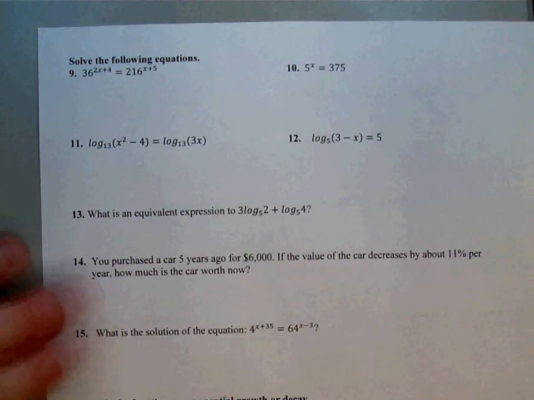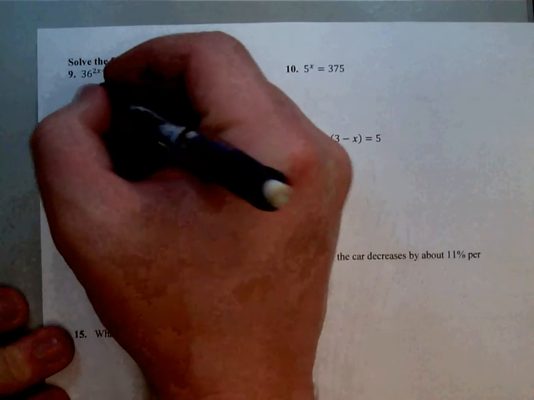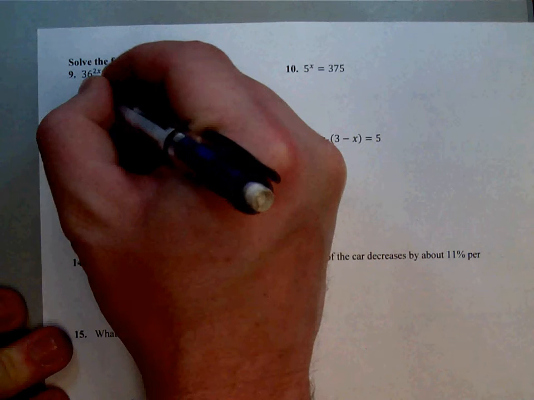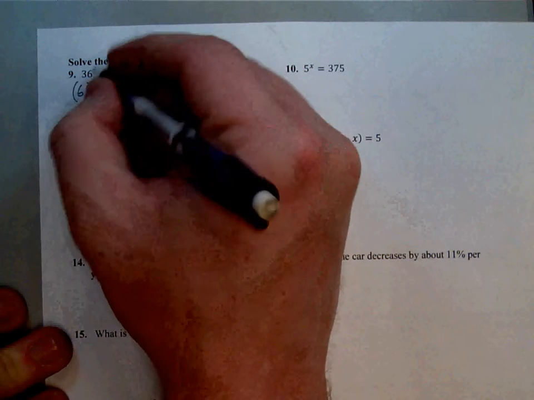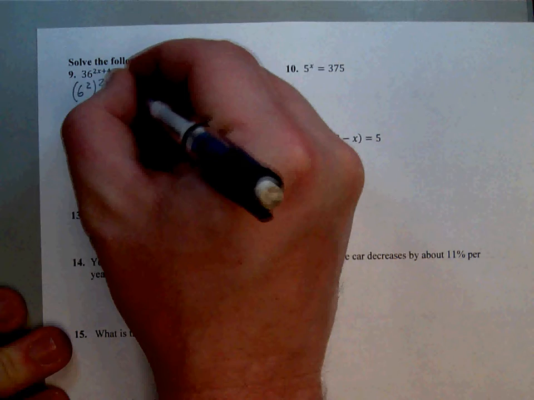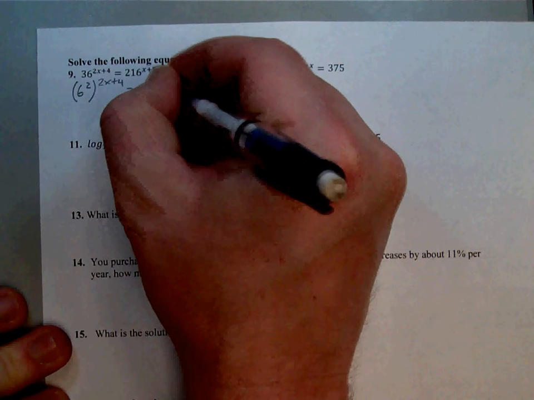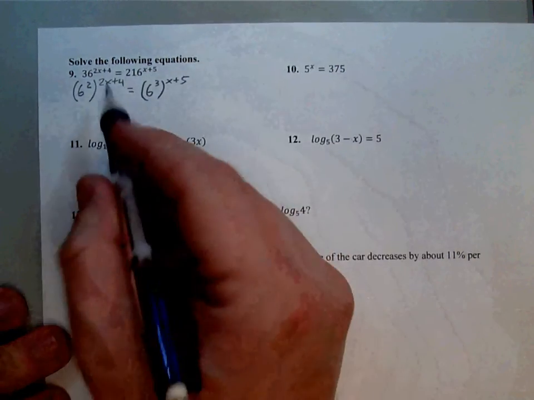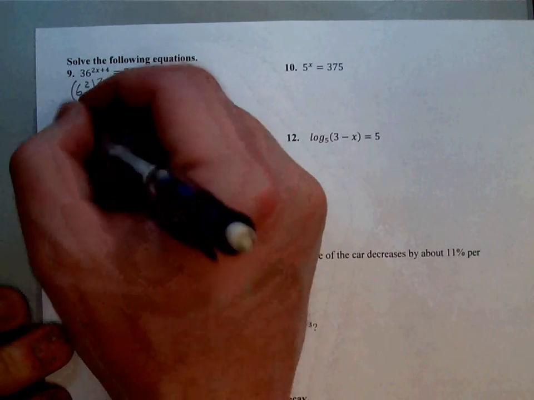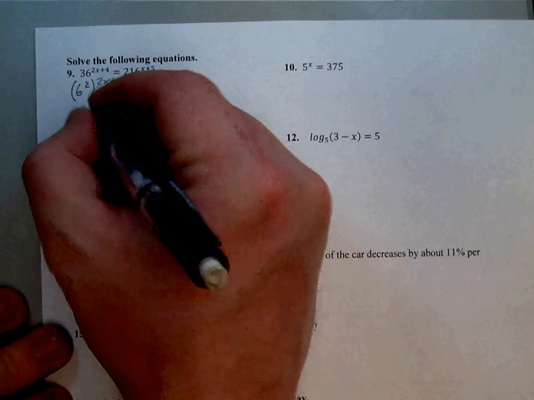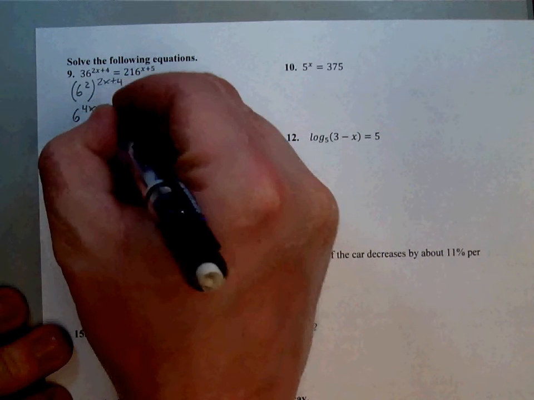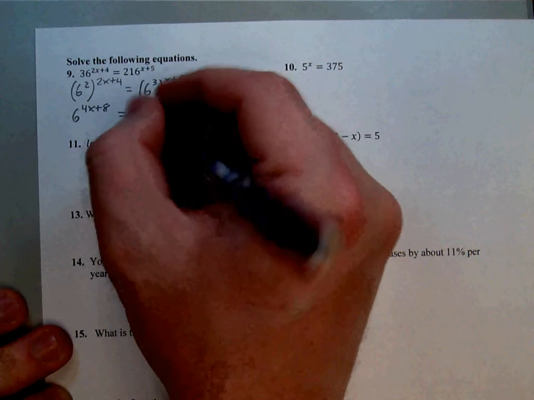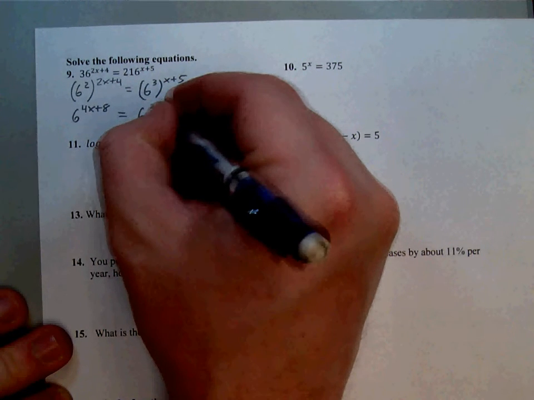Okay, next page. There we go, number 9. 36 and 216 are currently the base numbers. Those are both powers of 6. 36 is 6 squared, so I'm going to write it that way. It's still to the power of 2x plus 4. 216 is 6 to the 3rd, so I'm going to write 216 that way, and it's to the power of x plus 5. So I have a power raised to a power. I have to multiply those exponents to distribute. So I have 6 to the 4x plus 8 equals 6 to the, then multiply these, 3x plus 15.